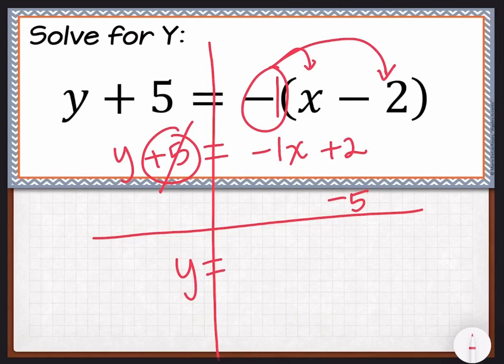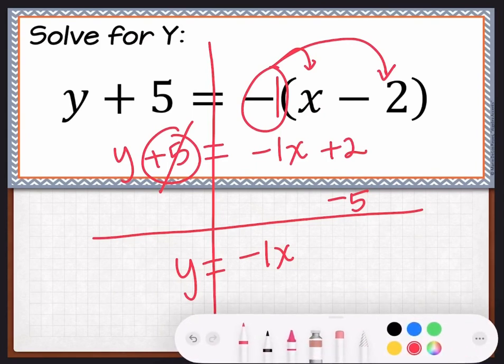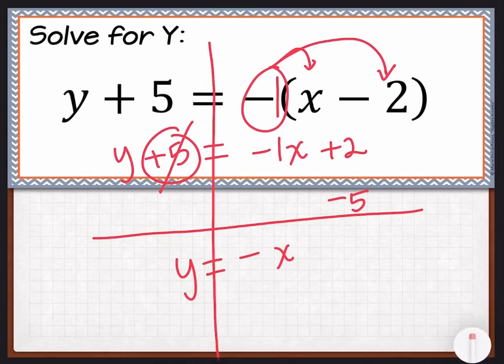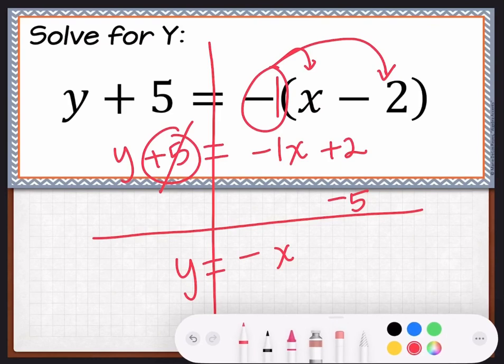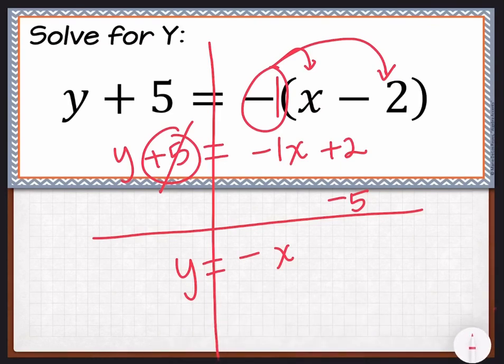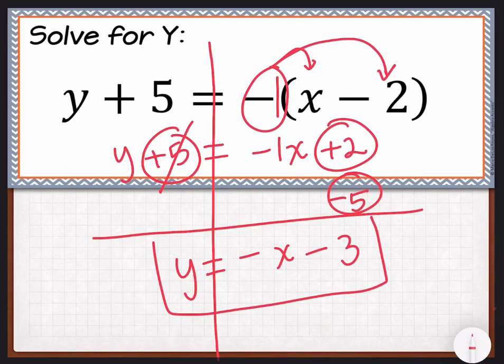Y equals. Now here, -1x, I technically don't really need to have that 1. It's actually better not to have it. It's more algebraic to not write it. So I'm going to erase that 1 and just put -x. And then now I'm going to combine 2 minus 5, that's -3. So my final answer is y equals -x minus 3.